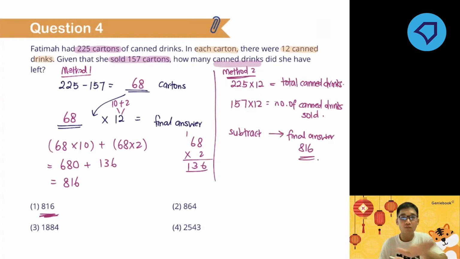But now that you have seen both methods, you compare both methods, you realize that method one seems easier, because in method one, you only need to perform multiplication once. And this multiplication is a two-digit by two-digit. But in method two, you are doing multiplication twice, and both multiplications involve a three-digit number multiplied by a two-digit number. So can you see method two seems more tedious and more challenging, and there's a high chance you can make careless mistakes more easily in method two.